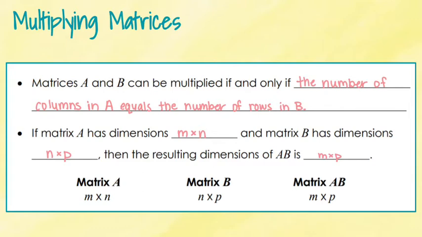So I want us to look at this. This is saying that a matrix m by n times n by p equals m by p. So in order to be allowed to multiply, these two numbers have to be the same, and then the outside numbers become the dimensions of the new matrix.